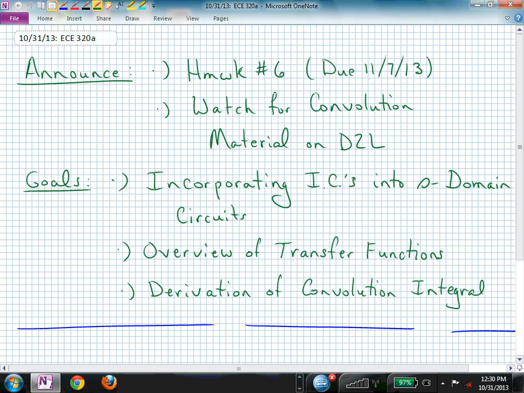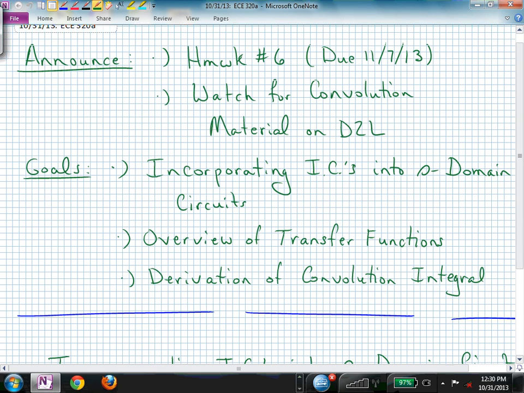Homework number 6 is due a week from today, and you have the material to work that, I think, already. We'll go over a little bit more of that in terms of incorporating initial conditions into S-domain circuits. We'll talk about an overview of transfer functions, a generalized idea of what that is, and we will start to begin dealing with convolution by deriving the convolution integral. We'll see if we get that far, but you might start watching. There will be supplementary material on convolution on D2L.